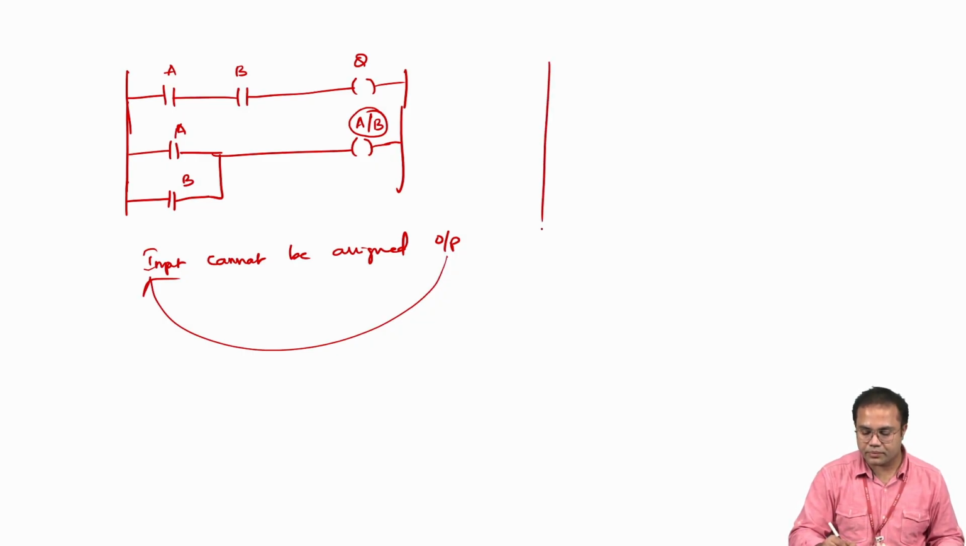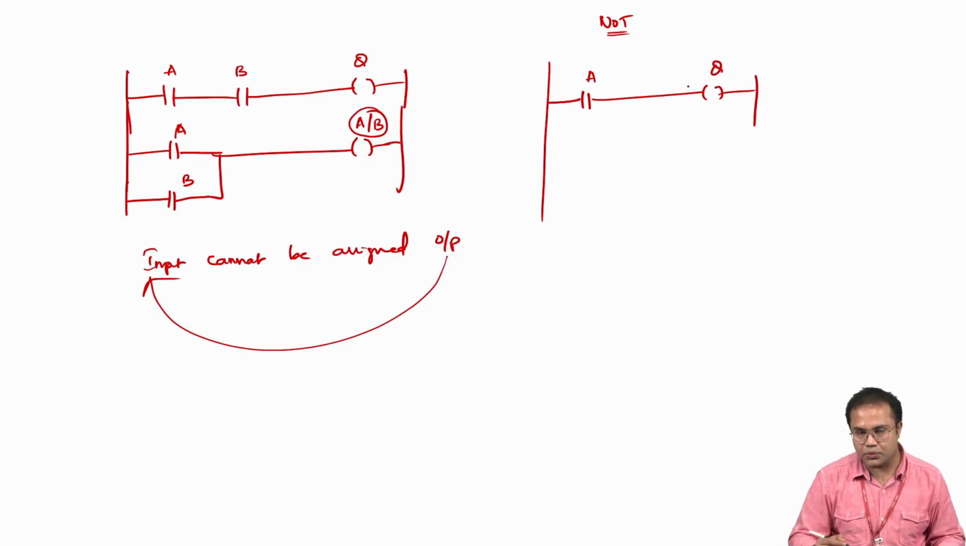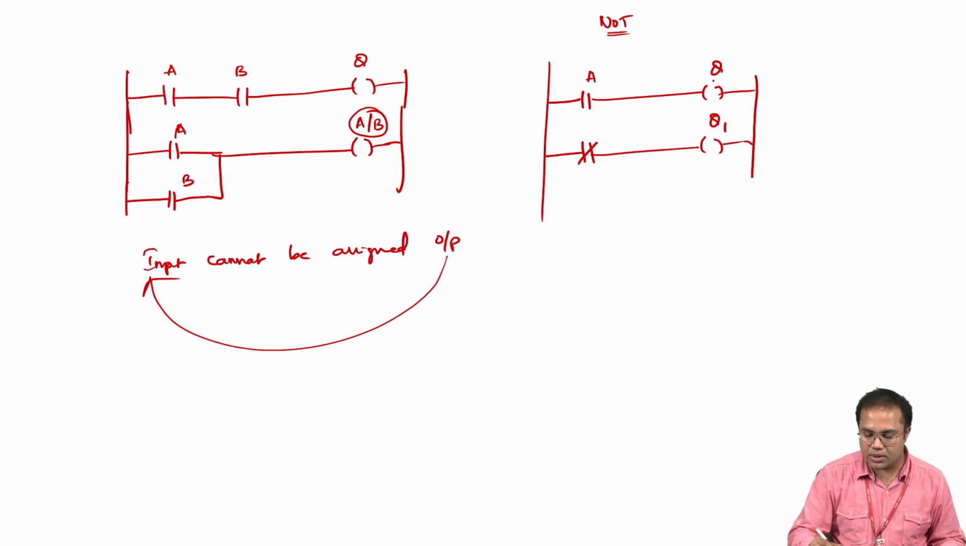How? Let's see. I want to design a simple NOT. So first I'll take a normally open instruction followed by an output. So A followed by output Q. Then I'll take one normally closed contact followed by an output. This time I'll give the address as Q1. Here, this output address I will assign over here.